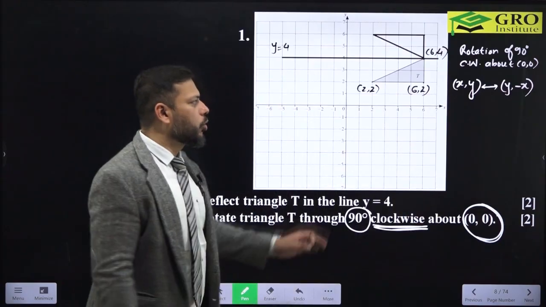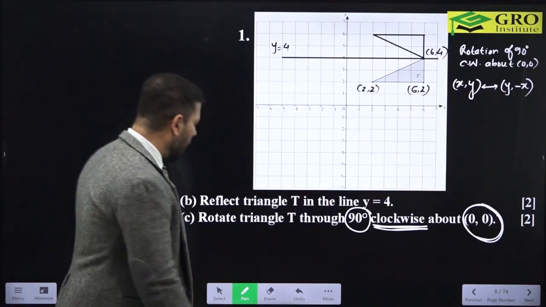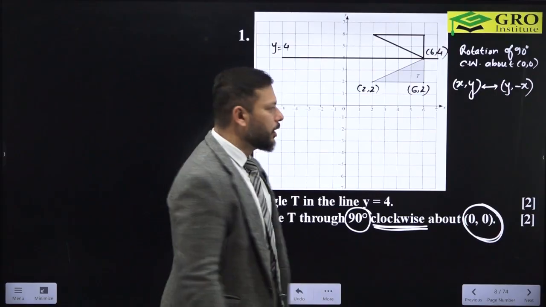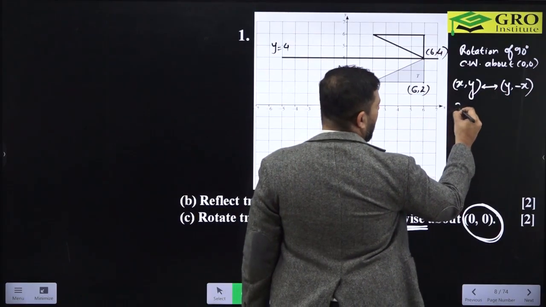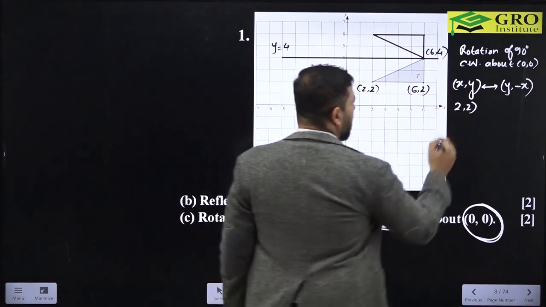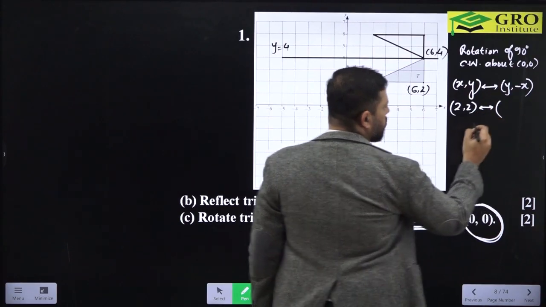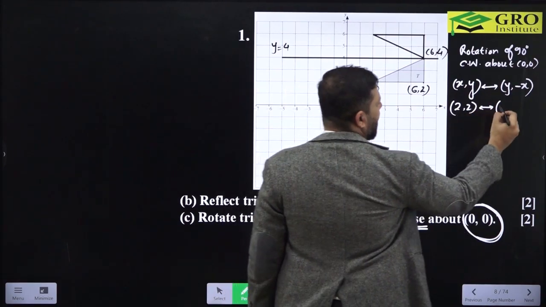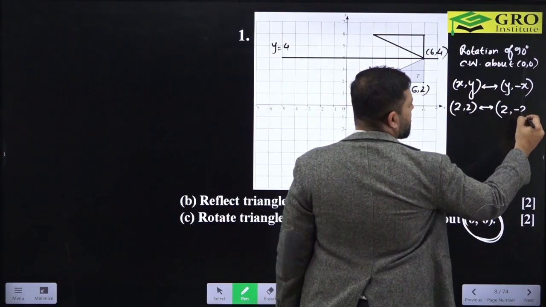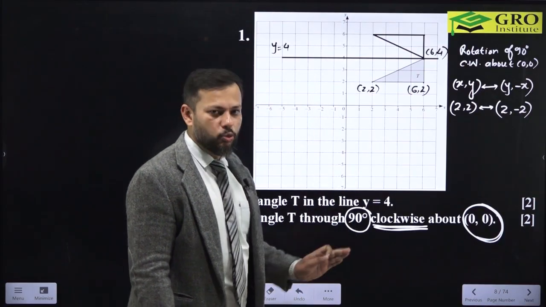Isn't it, guys? The coordinates of the vertices of the triangle T are mentioned. Now, to rotate it, I need to have the new coordinates. So like if I talk about the first point, it is (2, 2). When I rotate it 90° clockwise about the origin, what would be the change? First of all, this y becomes x, that is 2, and this x becomes y with a negative sign. So this becomes (2, -2). So the first coordinate would be (2, -2).